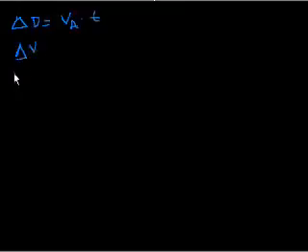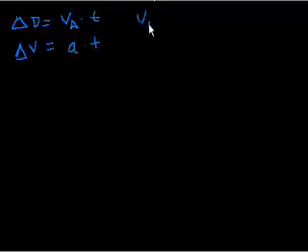So let me write down everything we've learned so far. Change in distance is equal to average velocity times time. And we know that change in velocity is equal to acceleration times time.